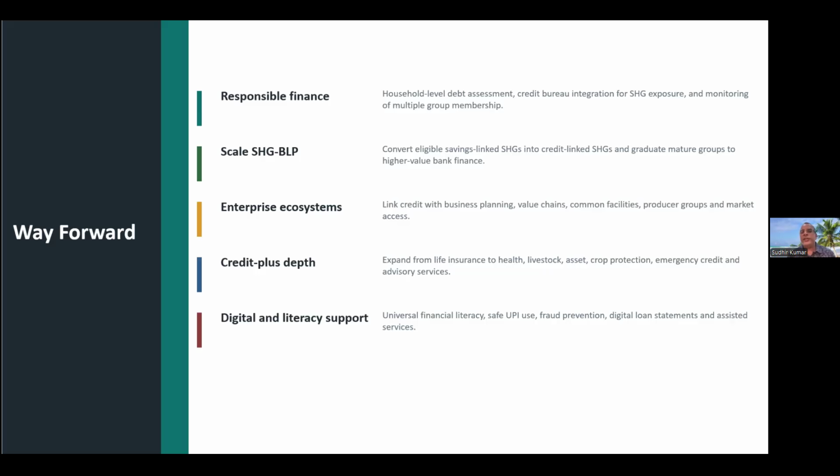SHG has reached saturation. It is time to scale the SHG-BLP in terms of mature SHGs and the quantum of loans to be given. Enterprise ecosystem in terms of value chain, facilities, producer groups, I think that's the next way forward in SHG-based microfinance. MFIs will not be able to invest too much in that, but there is a complementary system available. Credit plus growth, moving away from life insurance and into health, livestock, investments. These are the important factors. And then digital and literacy support: only 50% have received financial literacy. There's scope to have universal financial literacy covered.